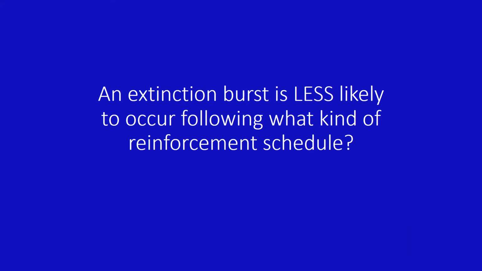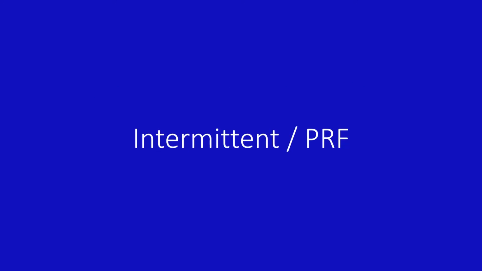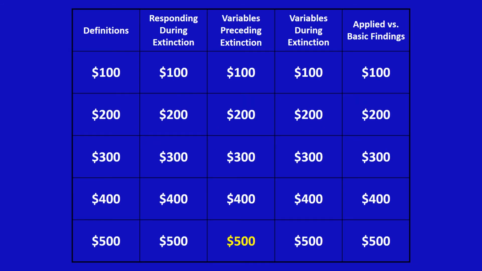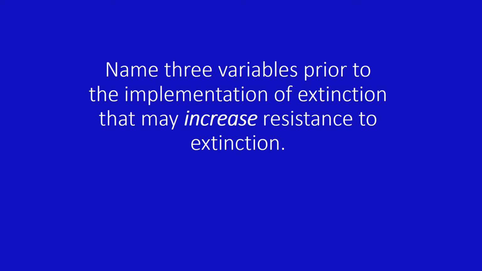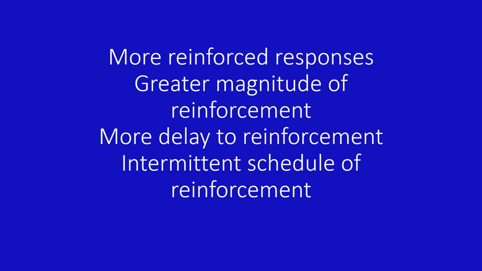An extinction burst is less likely to occur following what kind of reinforcement schedule? An intermittent schedule of reinforcement. Again, while this increases resistance to extinction, it reduces the likelihood of an extinction burst. Name 3 different variables prior to the implementation of extinction that may increase resistance to extinction. Here are the topics discussed in the assigned article.